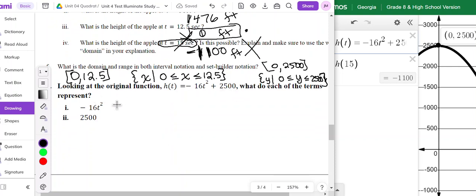All right, looking at the original function, what do each of these terms represent? Well, the negative 16 represents the gravitational constant. And the 2500 is your initial height. All right, so this is being able to interpret what the parts of an equation mean, okay?